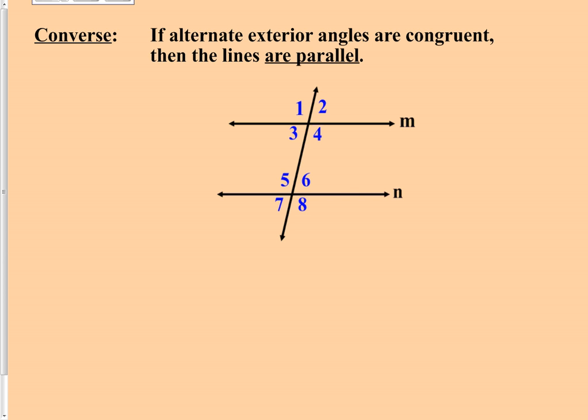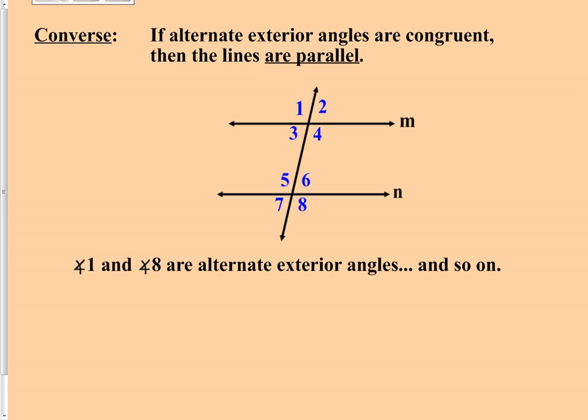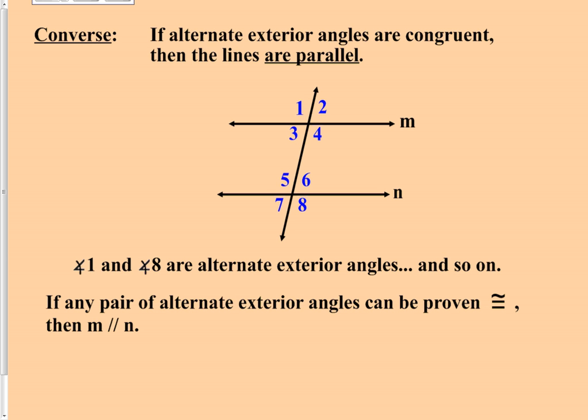Okay, same diagram once more. And I bet you can guess what it's going to say. Angle 1 and angle 8 are alternate exterior angles, as are angle 2 and angle 7. So if you can prove that either set of alternate exterior angles are congruent, then line M is parallel to line N.